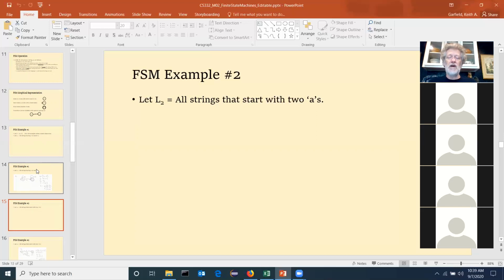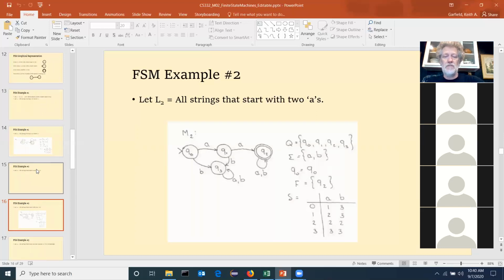And then I just have to worry about strings that don't start with two A's. If it starts with a B, what do I do? If it has one A followed by a B, what do I do? Well, I need to go to a state where I know I can never, ever, ever accept that string. So that machine looks like this.